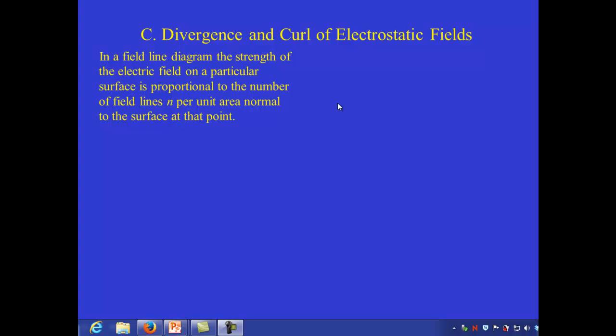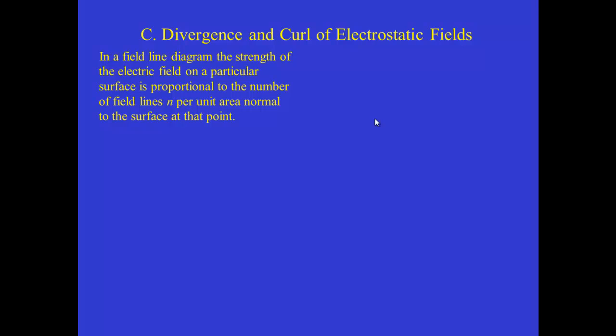We've spent some time using Coulomb's law to define the electric field and to calculate it for a general kind of charge distribution. Now let's consider what some of the properties of these electrostatic fields might be. And we'll begin with the traditional field line diagram to give us some insight.